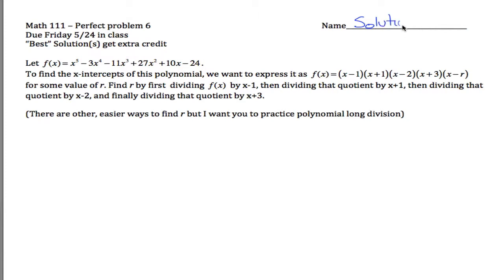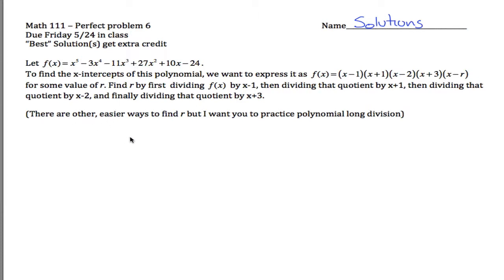All right, here are solutions for perfect problem 6 for Math 111. You're given this mess of a polynomial and basically asked to factor it completely. Make it x minus 1 times x plus 1 times x minus 2 times x plus 3 times x minus something else. We got to figure out what that something else is. And the way we're going to figure that out is by doing long division over and over and over again.